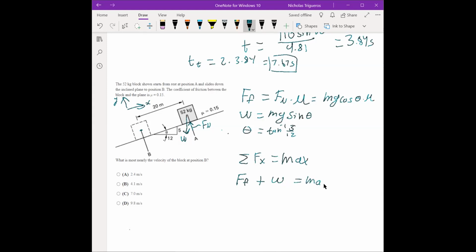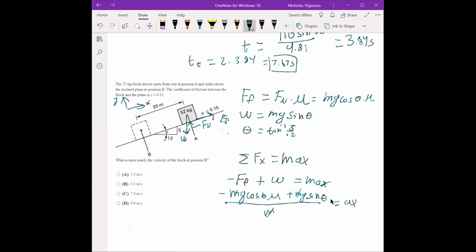We're defining that x to the left is positive, correct? Yep, and you know the friction force would go this way. All right. So that means it's got to be negative FF plus W. Yeah, I agree. So we have mg cosine theta times mu, minus, plus mg sine theta, divided by m equals ax. And the m's are just going to go away. We don't care about that.